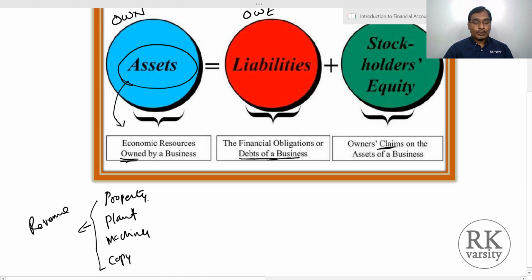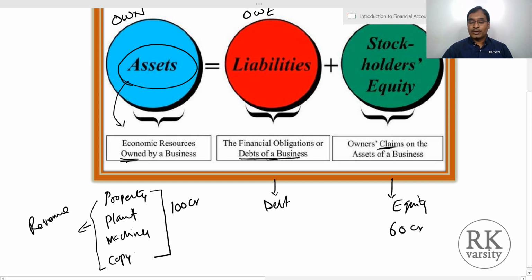Now, to procure these assets, let us say these assets are worth rupees 100 crore. Where is this 100 crore to come from? The company has two options to mobilize this 100 crore. One is in the form of equity, that is the owner's equity or equity capital, and the second is in the form of liabilities, which may be in the form of debt. I'm giving a basic example. Let us say owners contribute 60 crore and they borrow a loan from a bank worth rupees 40 crore. So 60 plus 40 comes to your 100 crore.